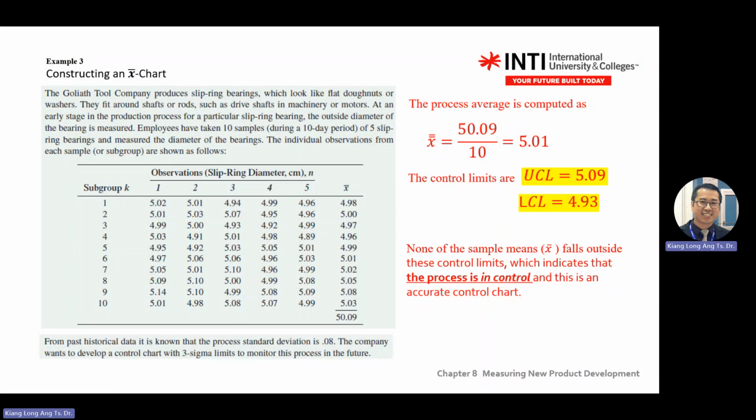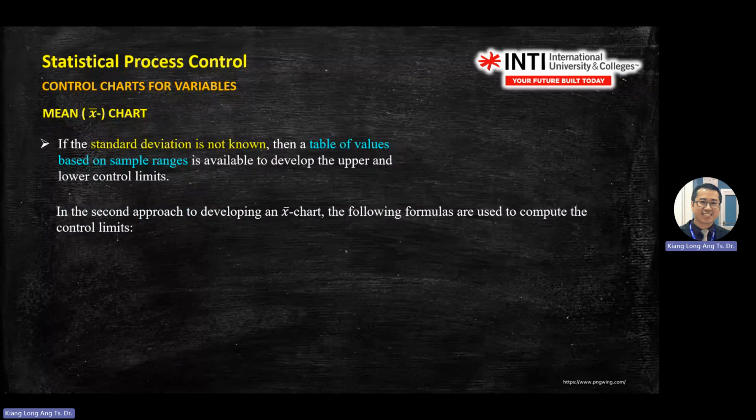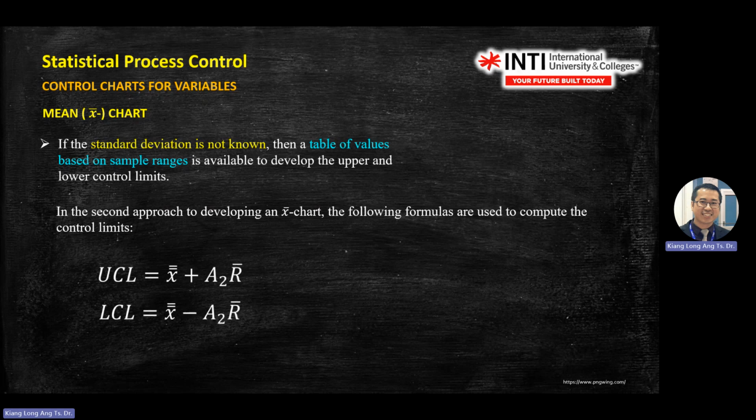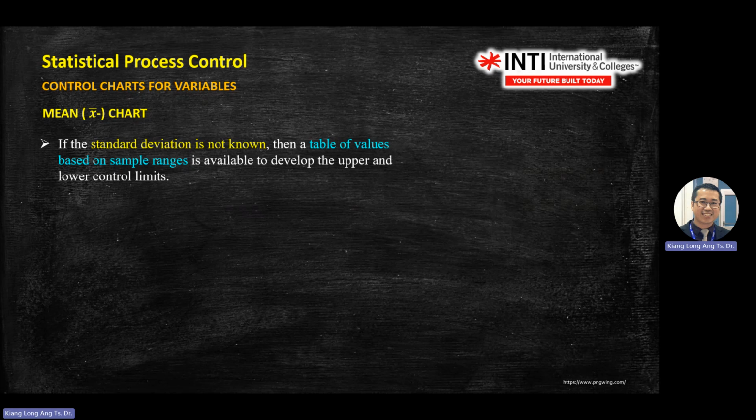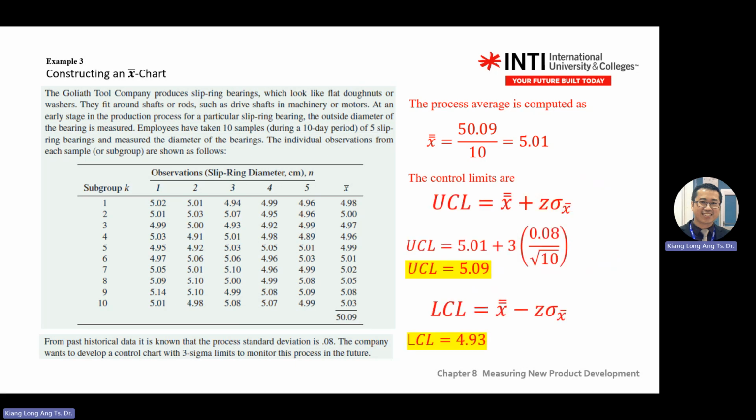So the standard deviation is known in this case. If the standard deviation is not known, then a table of values based on sample range is available to develop the upper and lower control limits. So in the second approach, we use this formula for control. In this one, the question will give you the standard deviation, with historical data available. You use this approach, you use this formula, you use the Z.